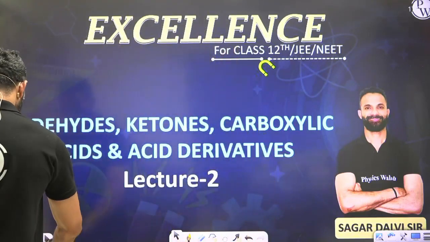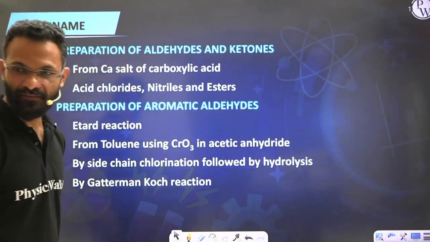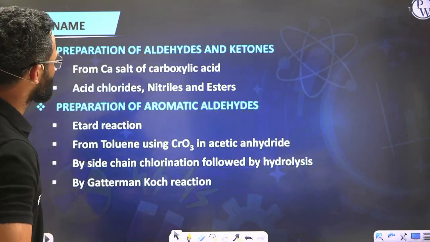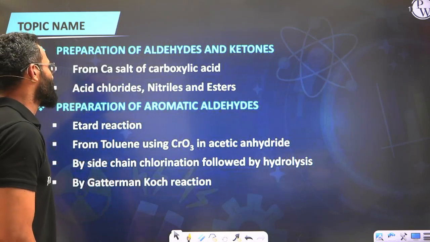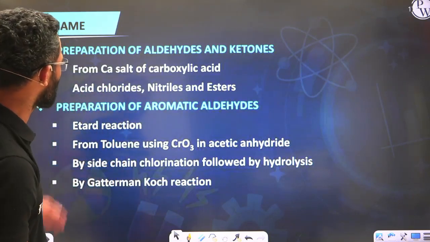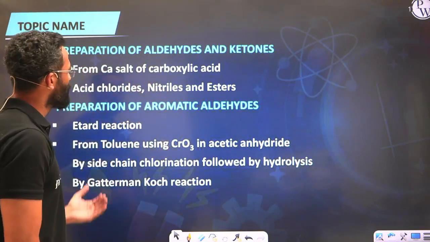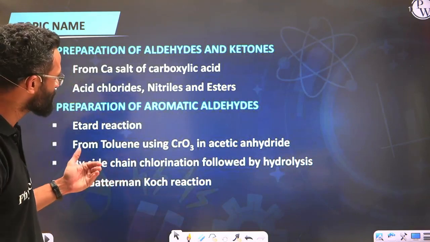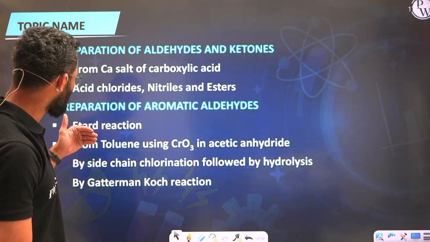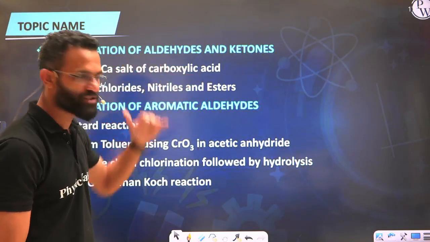So guys, let me show you first what exactly I will be learning in today's class. So on your screen, you all can see we'll be talking about some methods of preparation of aldehydes and ketones, starting with the dry distillation of calcium salt of carboxylic acid, or you can say dry heating of calcium salt of carboxylic acid. Followed by, we will also learn methods of preparation of aldehydes and ketones using some reducing agents, and those reducing agents would be acting upon acid chlorides, nitriles and esters.